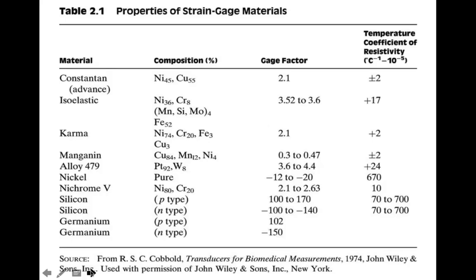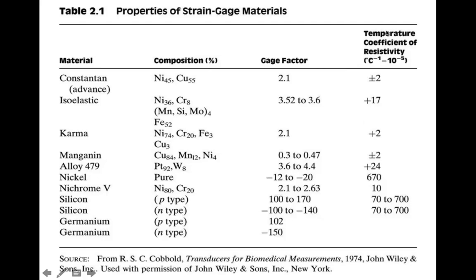Here are some properties of some strain gauge materials. You can see the gauge factor varies widely. We have some metals. You probably recognize nickel, iron, chromium, copper. Copper is 2.1. This combination of metals is 2.1, a common strain gauge combination. Notice that silicon, you're here at 100 to 170, for N-type minus 100 to minus 140.